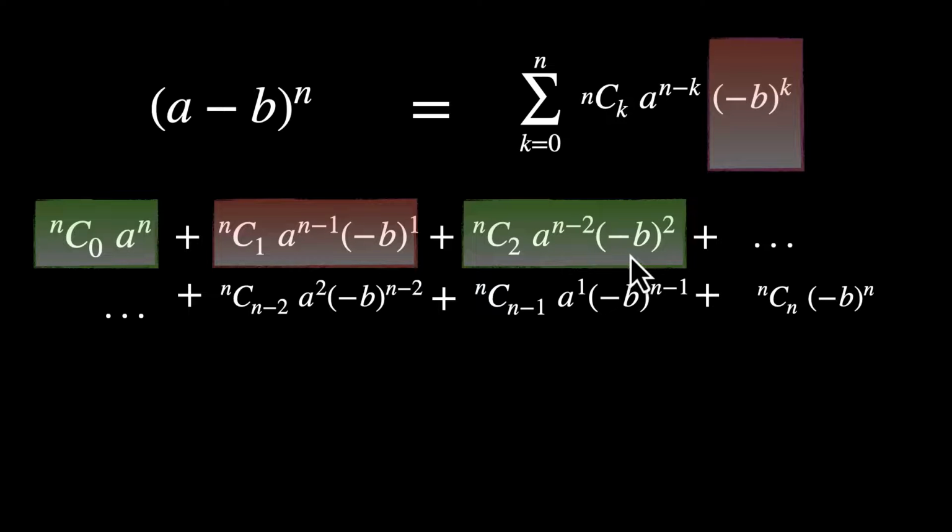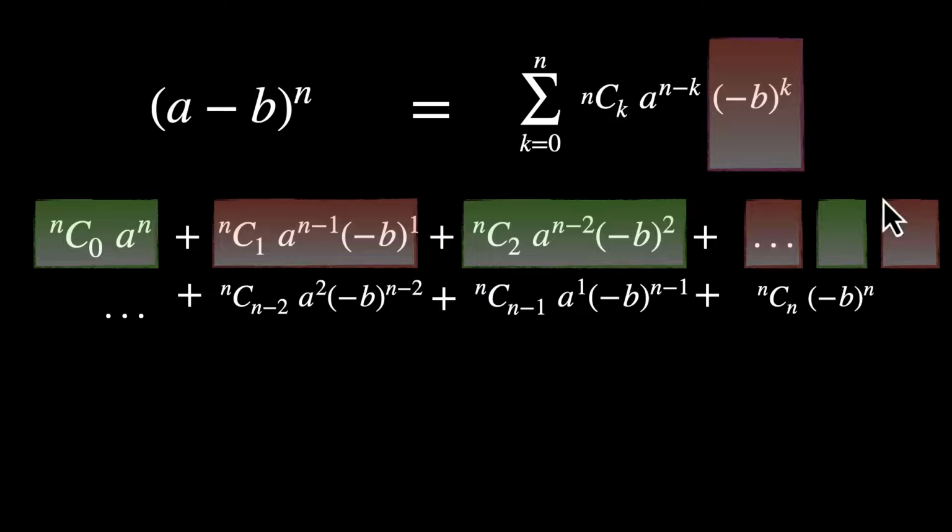Why? Because b^2 is b^2 and (-b)^2 is also b^2. This negative sign is important, but this even power is also important. This even power eats up this negative sign and we get the same term. This is exactly what we get for (a + b)^n as well. Then we have a negative term, and then a positive term, and negative term, and so on.